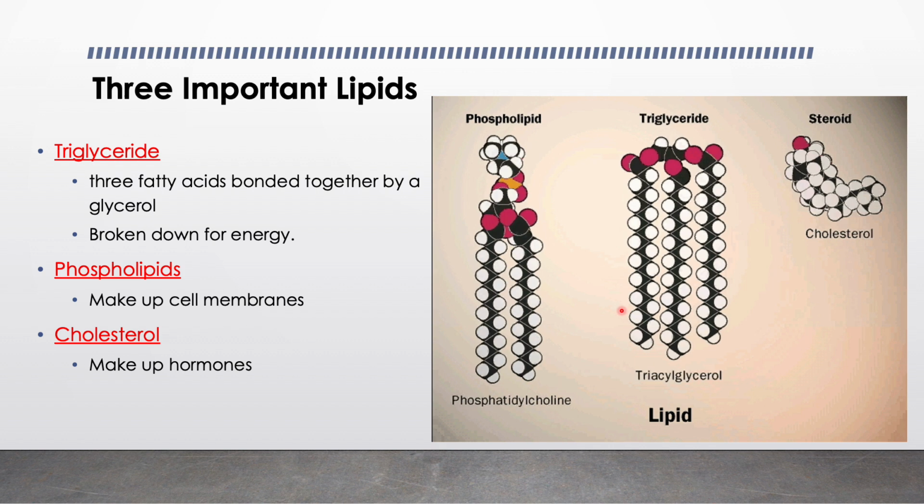A phospholipid, this is what makes up the cell membrane. You have kind of like the top up here, which we call the head, and then these two little tails that come down. And when we look at the cell membrane in our cell unit, we will talk about this in more detail. And then we have cholesterol that makes up for hormones. This is what a cholesterol or a steroid looks like.